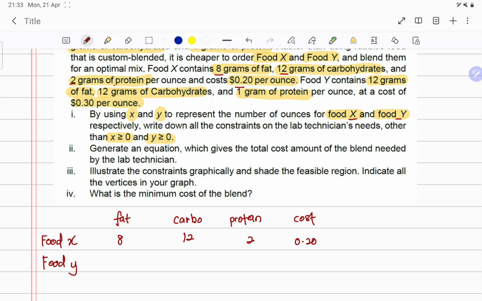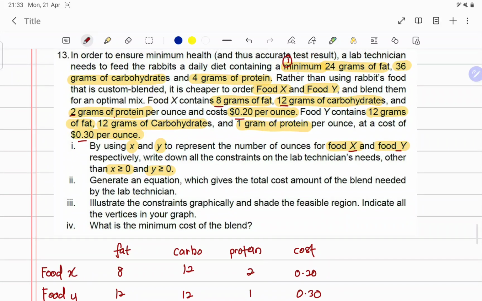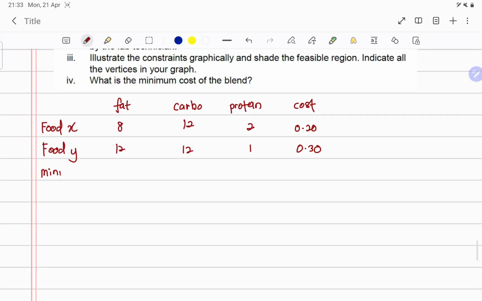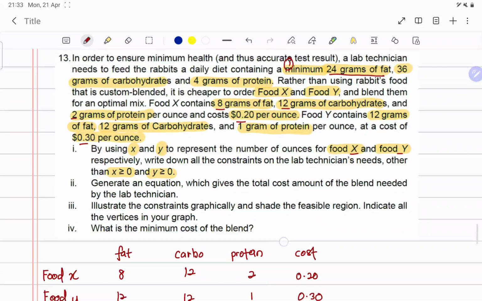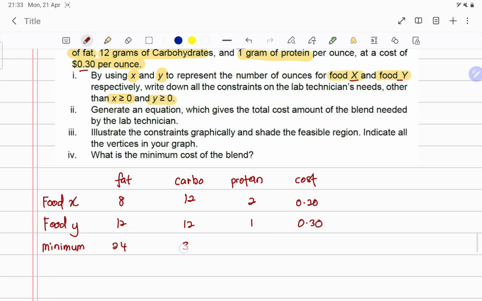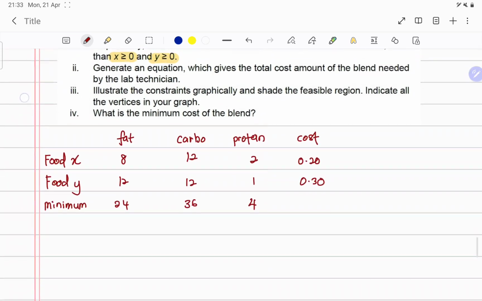per ounce. Okay, and then we also have food Y containing 12 gram of fat, 12 gram of carbohydrate and also 1 gram of protein, where the cost is equal to 0.30 per ounce. Okay, now here we also have a statement for minimum 24 gram of fat, 36 gram of carbohydrate and 4 gram of protein. That one is for minimum. So for minimum we have 24, 36 and 4 gram.